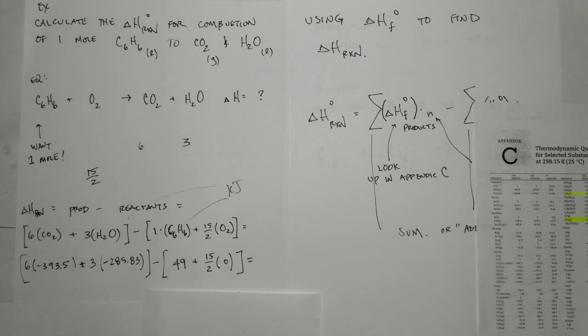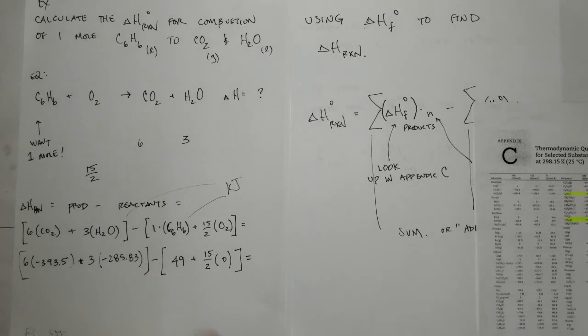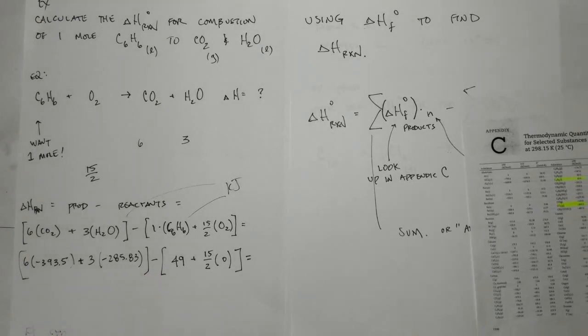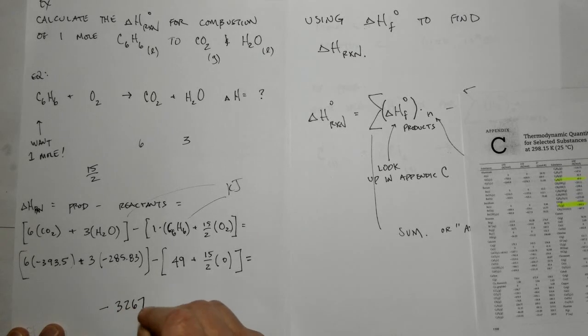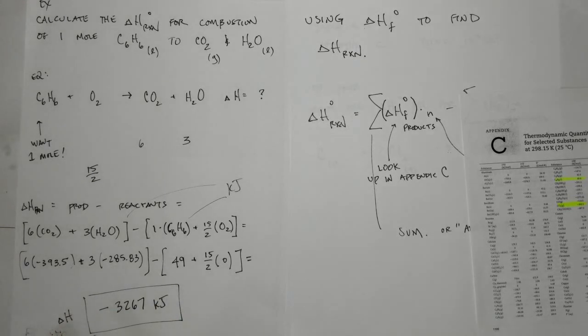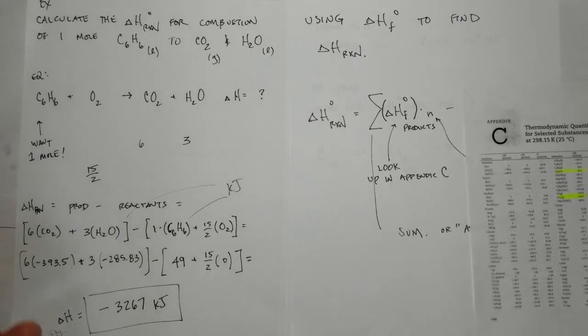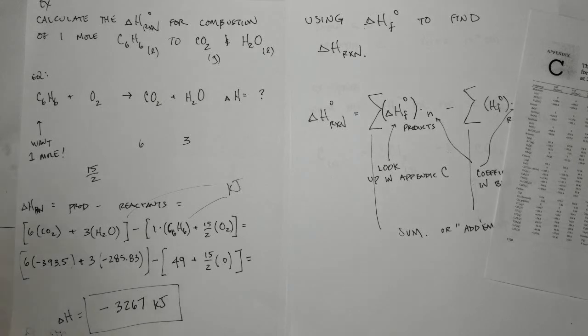And now we need to take our calculator and multiply these guys together, add it to these, subtract 49 from that. I believe if you do all of this on your calculator, I'll save you the punching of the buttons, you end up with negative 3,267 kilojoules, and a negative sign right there means that the combustion is exothermic, and that much energy is released. So there's one example of calculating the enthalpies of reaction using the enthalpies of formation.